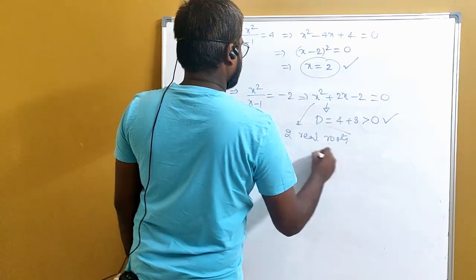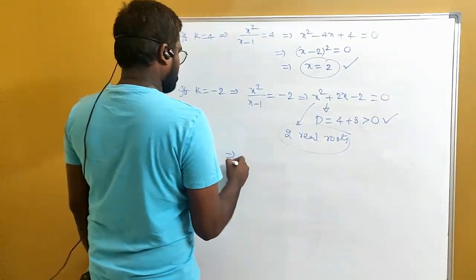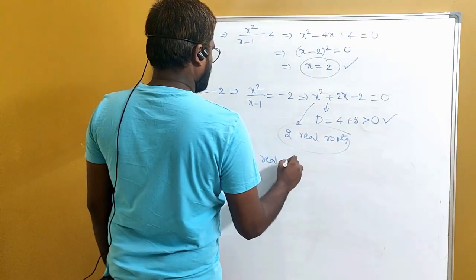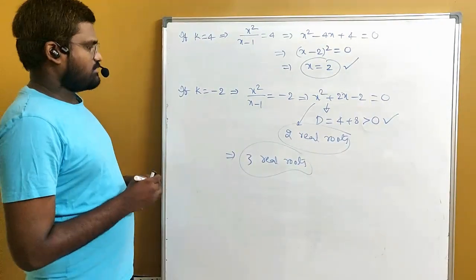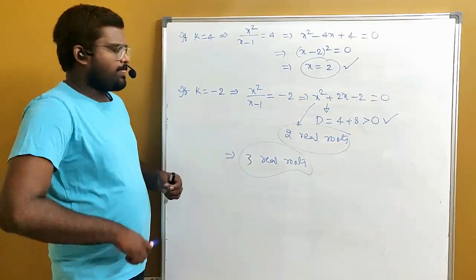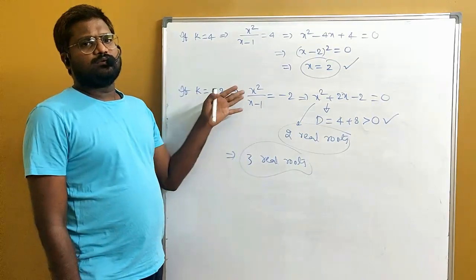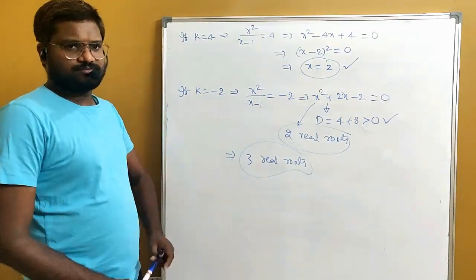And in the previous case, we have already got one real root. So totally there will be three real roots for this equation. So this is one of the equations which belongs to the model of converting the given equation into a quadratic equation.